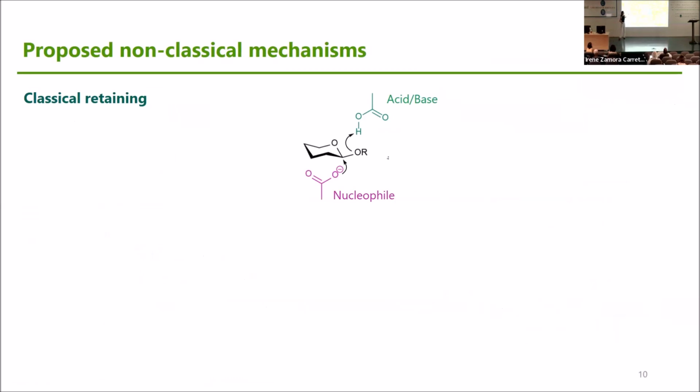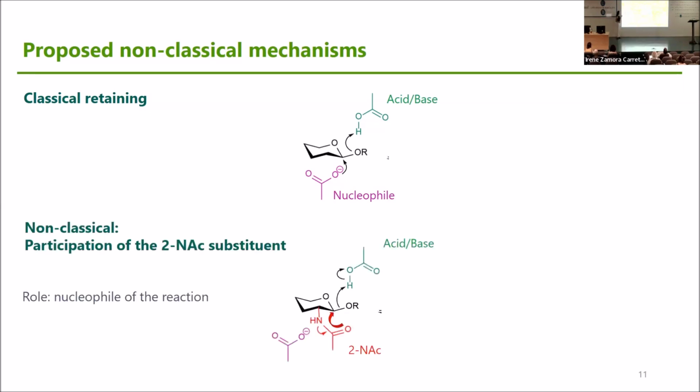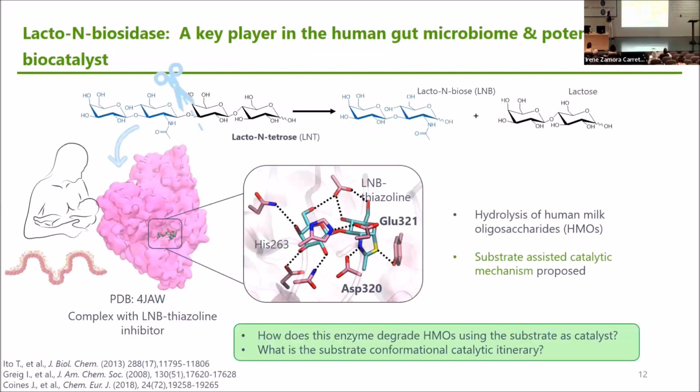To recall what we were discussing before, a classical mechanism is one where two enzyme residues act on catalysis, and only that. The substrate doesn't do anything except for being degraded. But in a non-classical mechanism, called substrate assistance, in this case by the 2N-acetyl substituent, we have the substrate perform the role of the nucleophile of the reaction, while another residue of the enzyme acts as the general acid base. So this applies to lactone biosynthase.